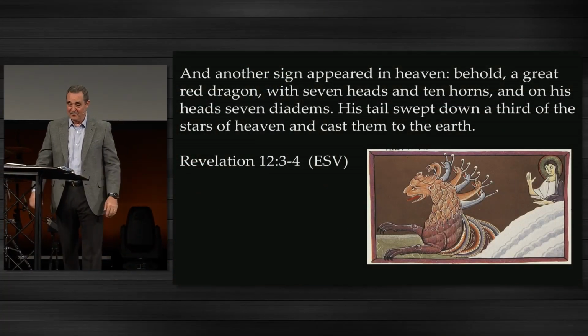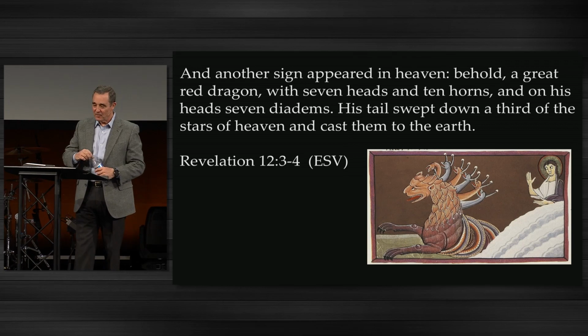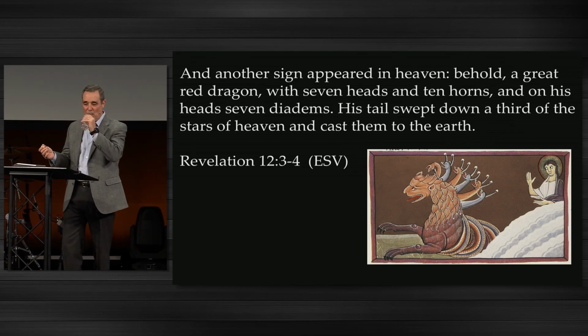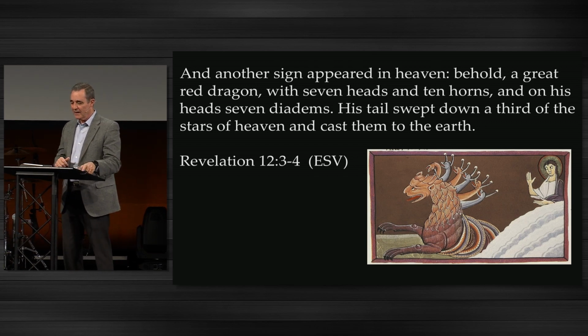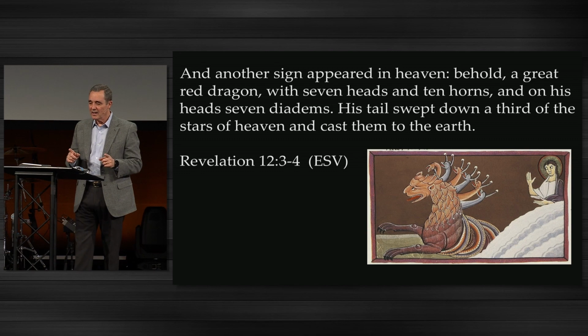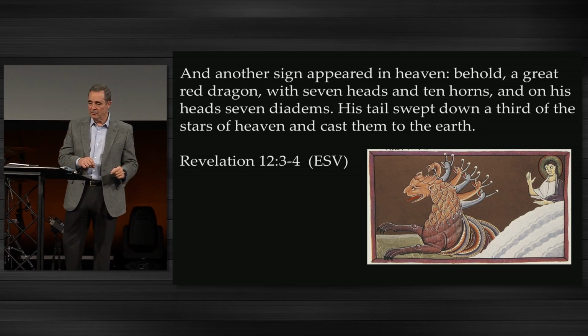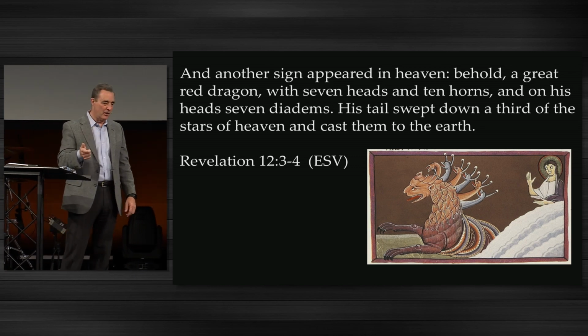But it goes on. And another sign appeared in heaven. Behold, a great red dragon. So you see dragon, you think serpent, you think Satan. And he describes this dragon. He has 7 heads, 10 horns, and on his heads he has 7 diadems. And his tail swept down a third of the stars of heaven and cast them to the earth.